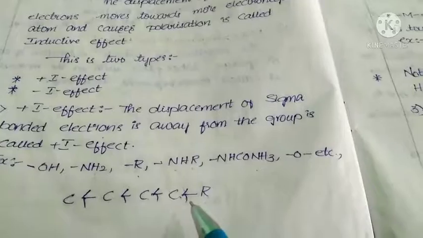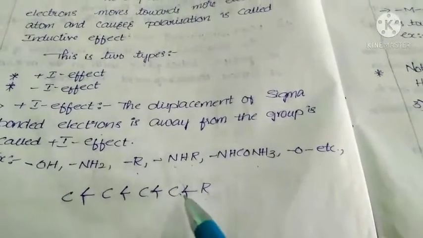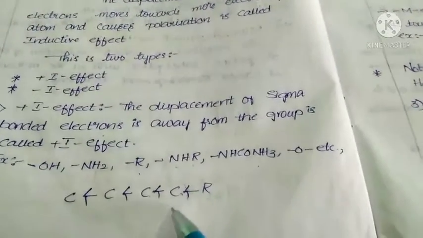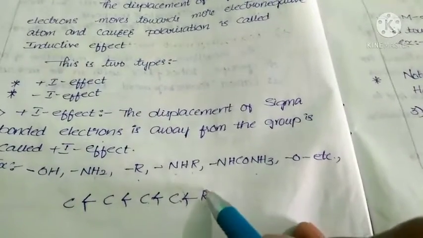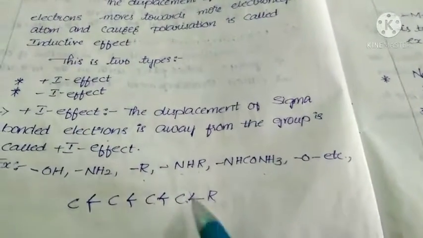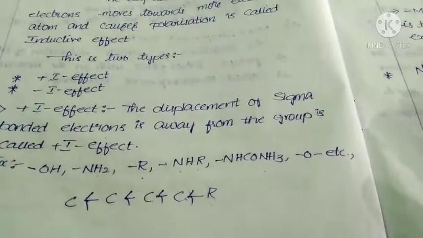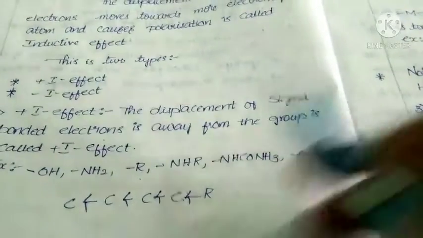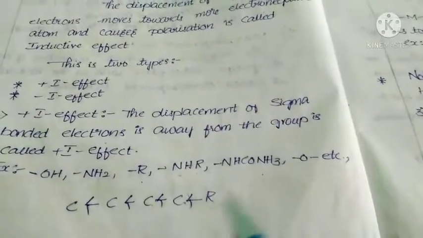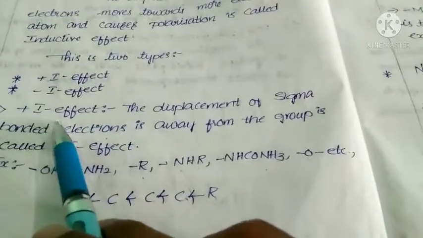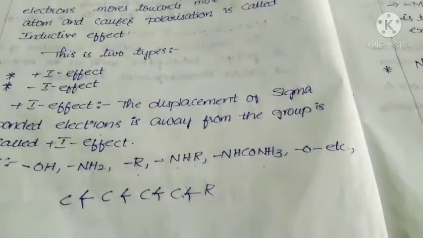Like that, what happened? These are sigma bonds. That means transfer of sigma bond electrons takes place throughout the chain, because this group donates electrons. So finally, throughout the chain, electron density increases, nothing but the number of electrons increases. That is why it is called plus I. Plus means increases, which increases the number of electrons. So if electron donating groups are present in a given organic compound, that comes under the plus I effect. We have to understand like that.